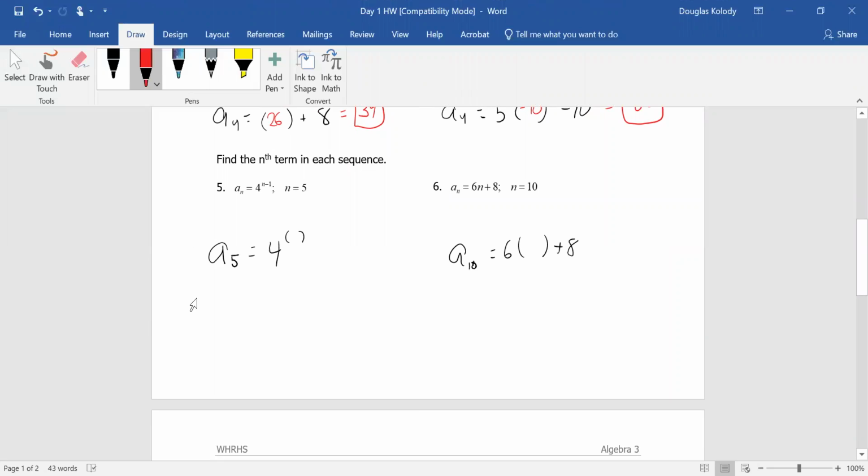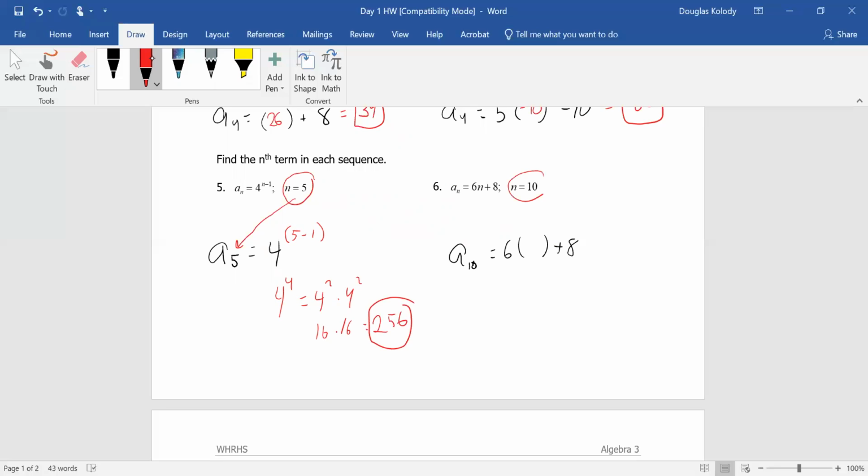Numbers 5 and 6 just say find the nth term of the sequence. The nth term depends on what n is. In this case, n is 5. So I'm trying to find a sub 5, the 5th term. How do you find the 5th term? You just plug in 5 into the formula. So it'd be 4 to the 5 minus 1 power. So that's 4 to the 4th power. And 4 to the 4th power, boy oh boy, that seems like a tough one right there. But let's just break it down. That's 4 squared times another 4 squared. So that's 16 times 16, and that's 256.